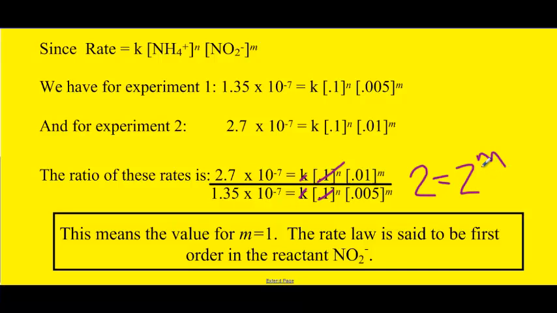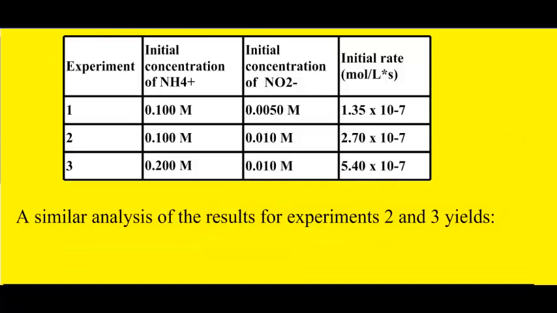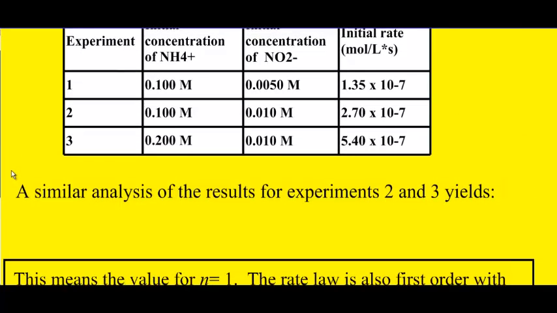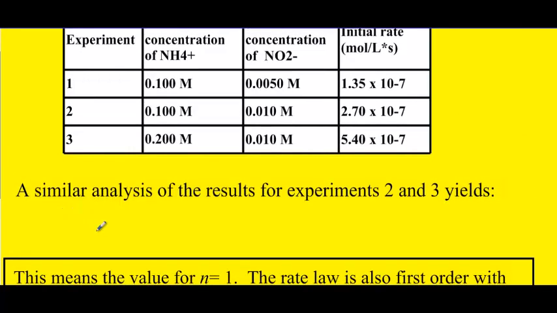So now the question becomes, what can you raise 2 to give you 2? And that would be 1. So we know the value of m is 1. And we can say that the rate law is first order with respect to NO2 minus. We can do the same thing for experiments 2 and 3, and you will get n equal to 1.